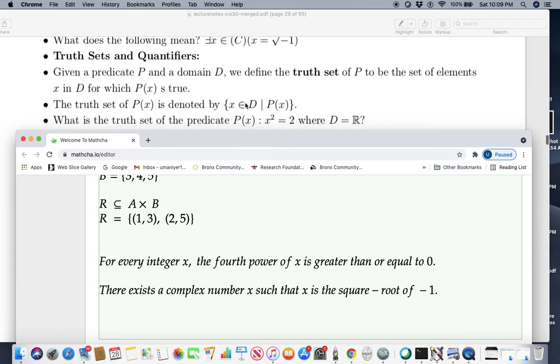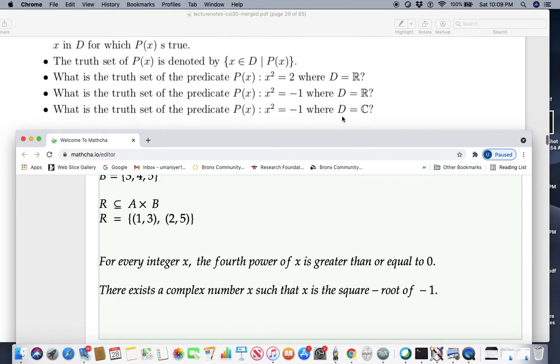Okay, so truth sets and quantifiers. Given a predicate P and a domain D, we define the truth set of P to be the set of elements x in D for which P of x is true. Truth set. Let's see an example. The truth set of P of x is denoted by the set, all those elements from the domain such that P of x is true. What is the truth set?